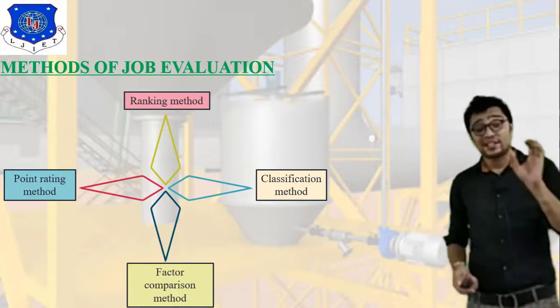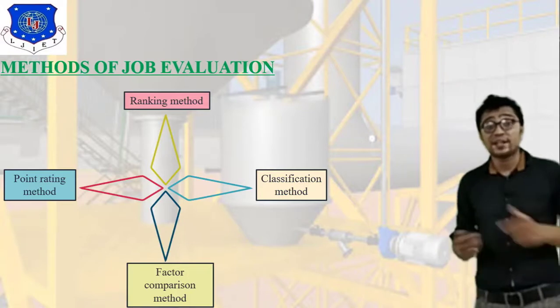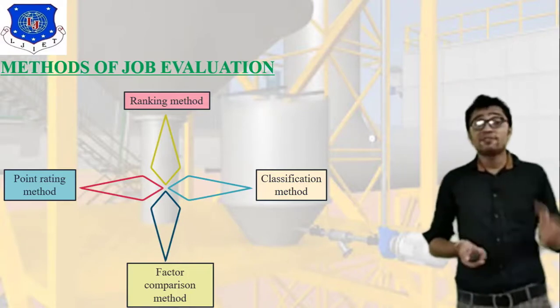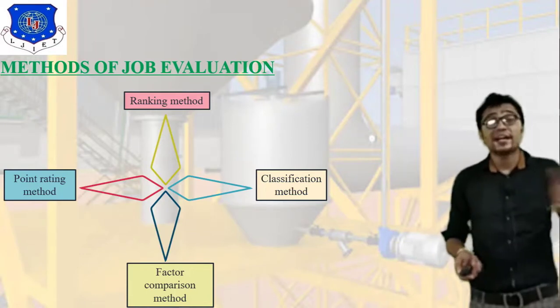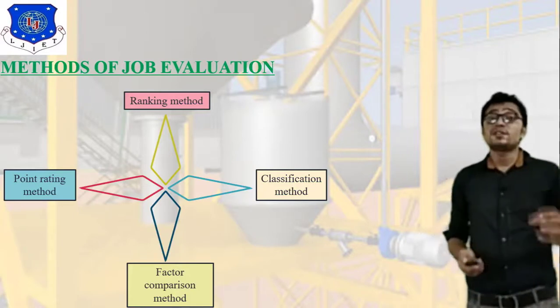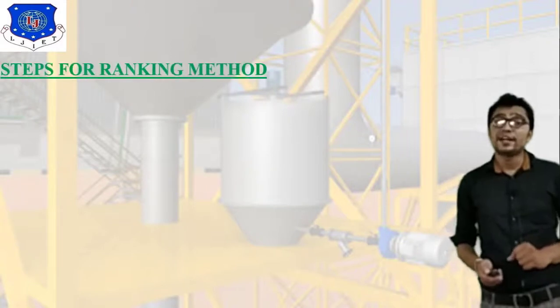So these are the methods of job evaluation. First, the ranking method. Number two, classification. Third, factor comparison, where you have to consider different factors. And fourth, point rating, where out of 10 you give 9, 8, or any of the points. So move forward to the next slide.